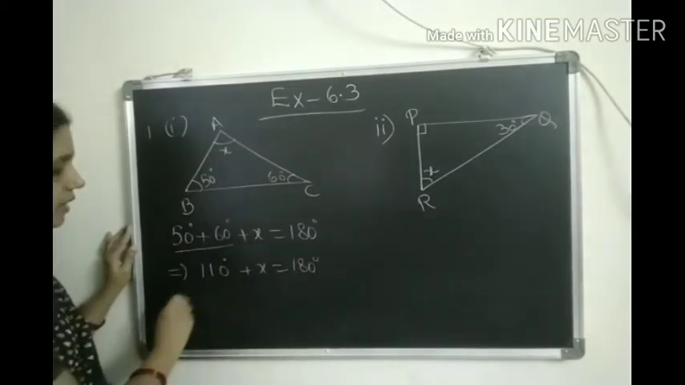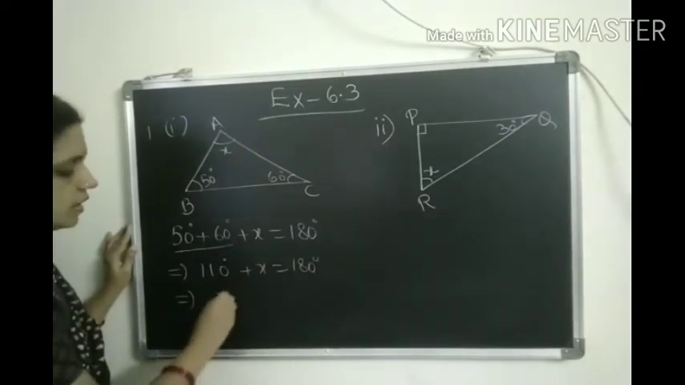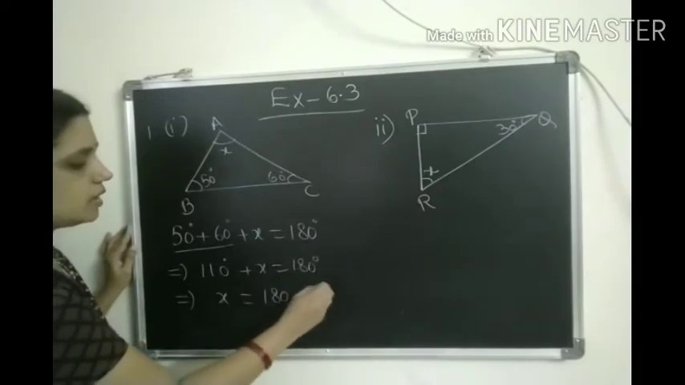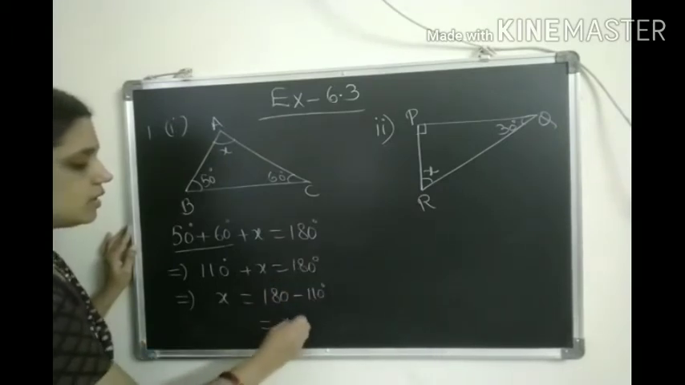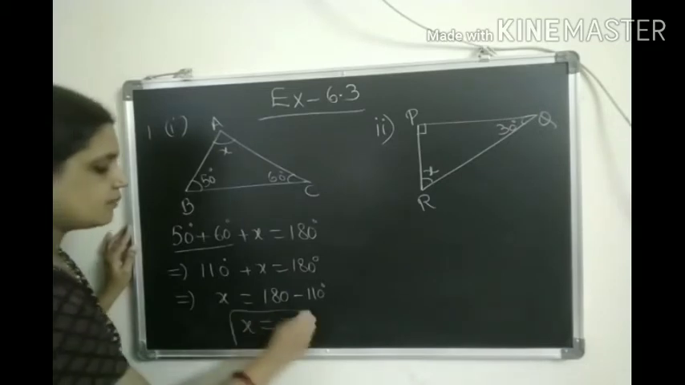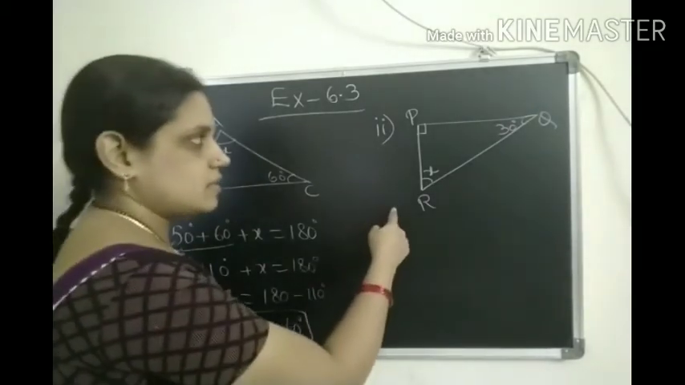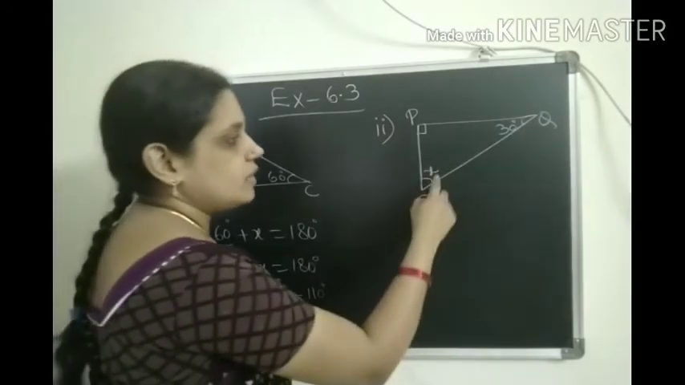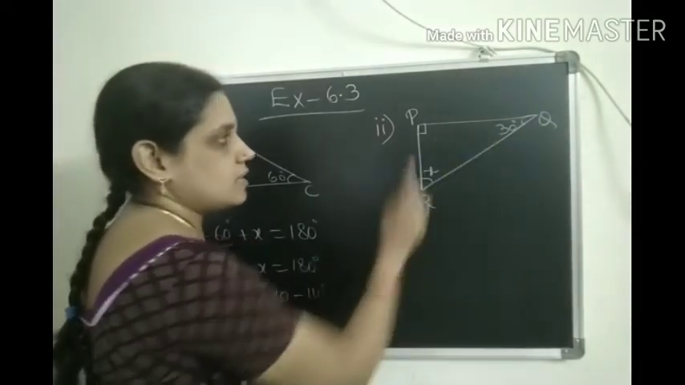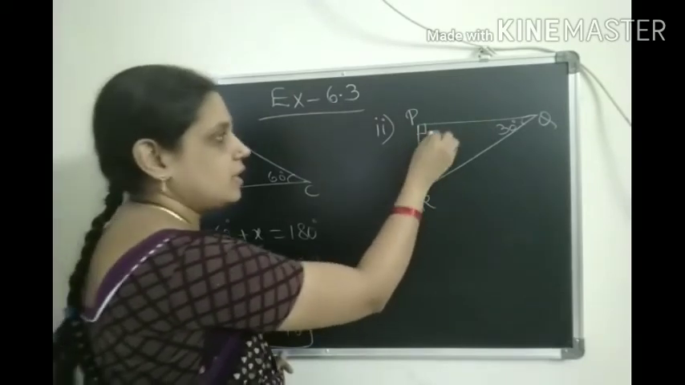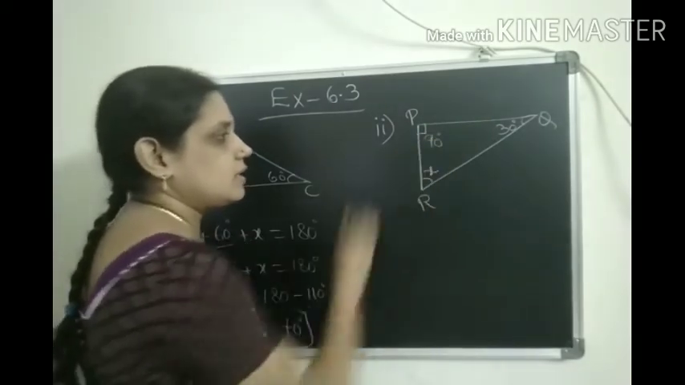50 plus 60 we can add. Okay, now we have to shift 110. So 180 minus 110 equal to 70 degrees. So here x value is 70 degrees using angle sum property. Here next figure this is. So in this figure x and 30 degrees are given. Here no number is given. Even then by seeing the symbol we can identify that this is a 90 degrees angle.